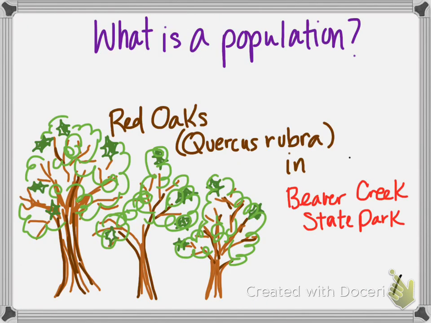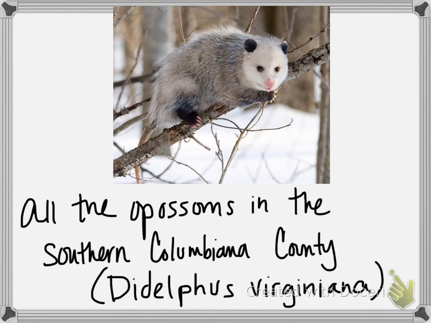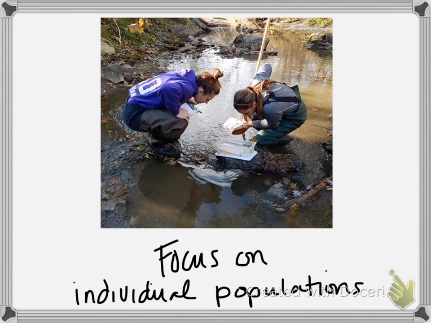So what's a population? Well, remember, it's all the individuals of the same species who are capable of reproducing in a given area. So we could talk about the red oaks in Beaver Creek State Park as a population of red oaks. We could talk about the common snapping turtles in Pymatuning Lake, Chelydra serpentina, to get all genus and specific about it. We could talk about all the possums in southern Columbiana County, Didelphis virginiana. Aw, isn't it cute? Not especially. Those are populations. And in this chapter, we're going to focus on populations.